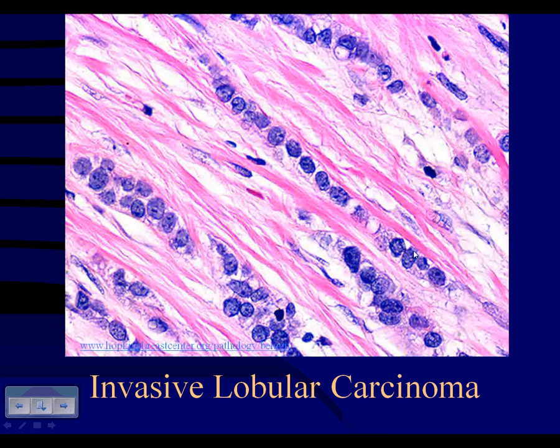Here it is on higher power to show you the single file infiltrating pattern of these cells. Now look at how bland these cells are. But they definitely show nuclear atypia, nucleoli. You've got some vacuoles in some of the cells. That's not uncommon, sometimes filled with mucin. But again, sometimes they almost look like signet ring cells, and we'll see that on cyto too.